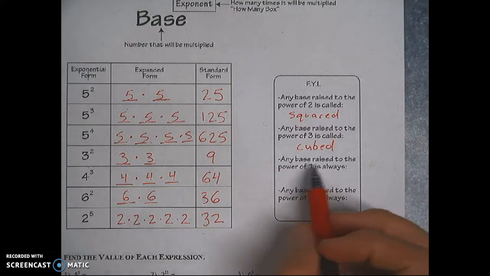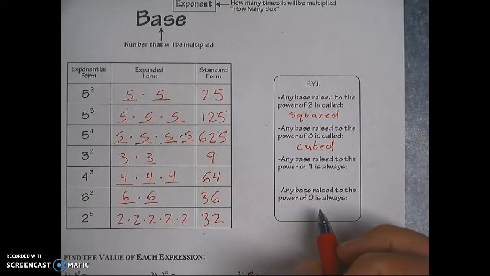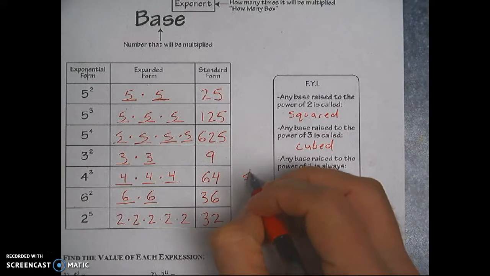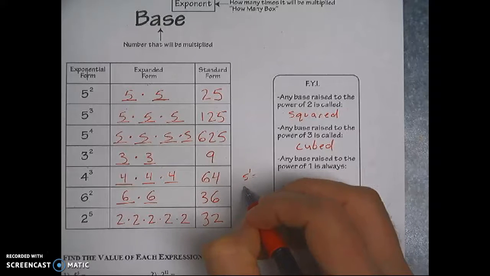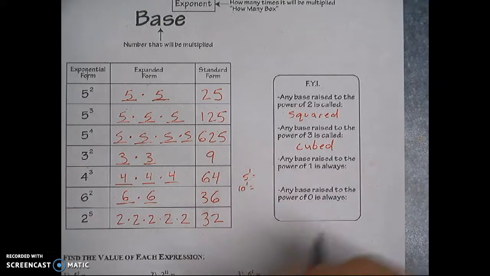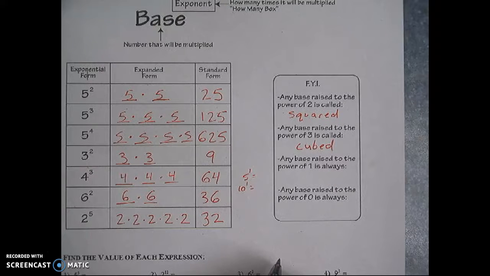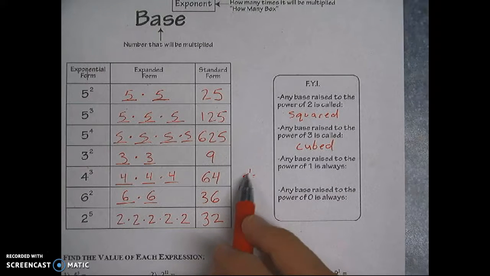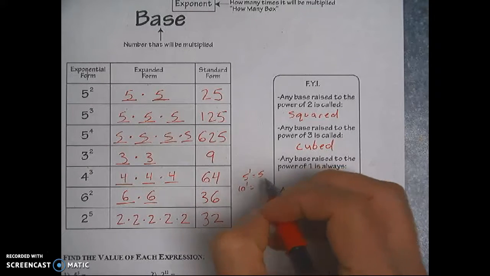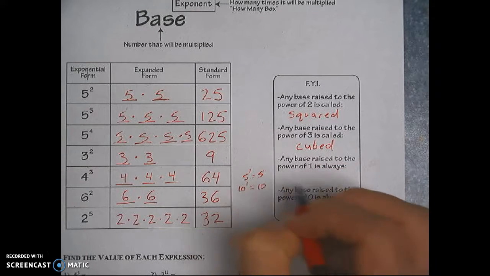Now, any base raised to the power of 1. So if I have 5 to the first, what does that equal? If I have 10 to the first, what does that equal? So it's not 1. 5 to the first is actually 5. 10 to the first is actually 10.